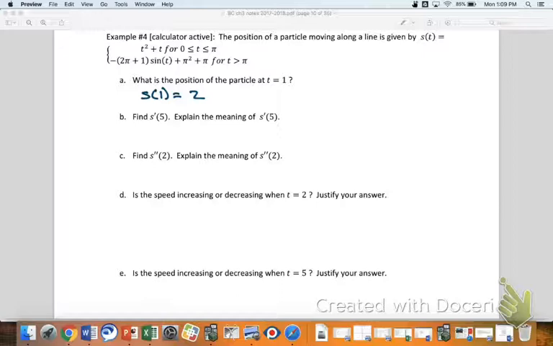So this one definitely would be calculator active. If you wanted to, you could find s prime of t first. S prime of t would be the opposite of 2 pi plus 1 times cosine of t, because we're talking about the other piece now. So then s prime of 5 will certainly be calculator time. Make sure you're in radian mode.